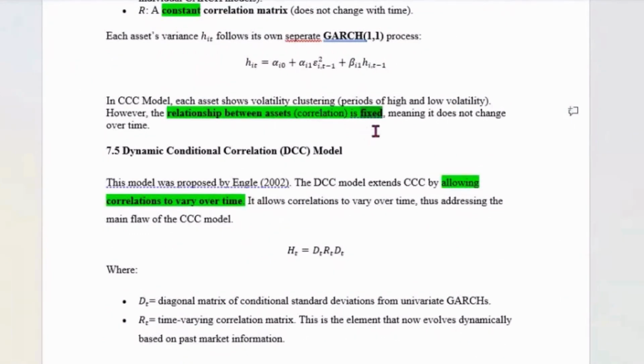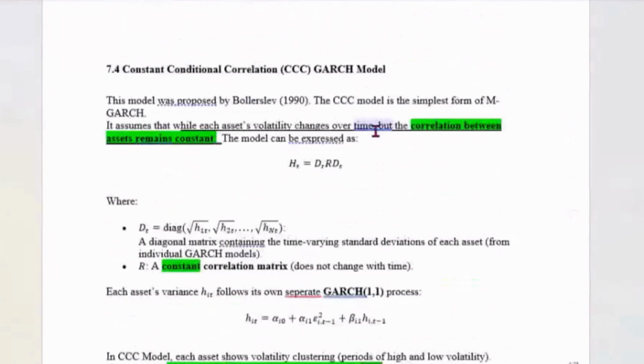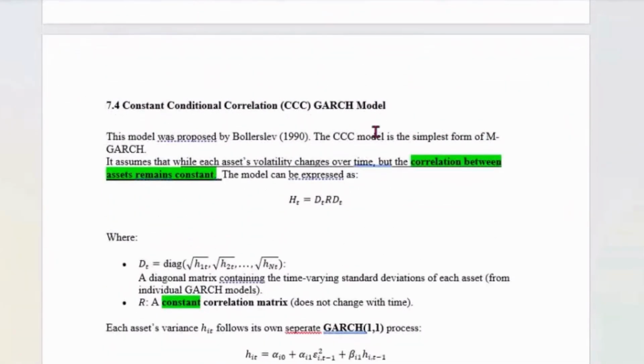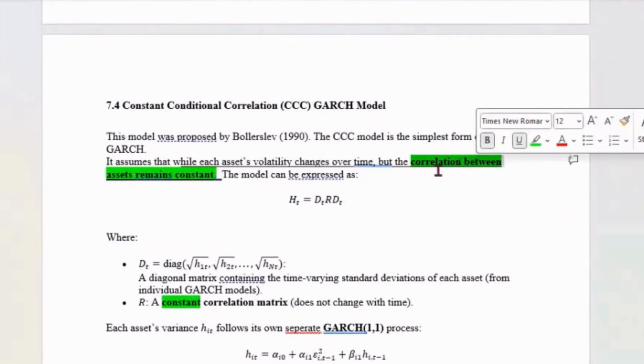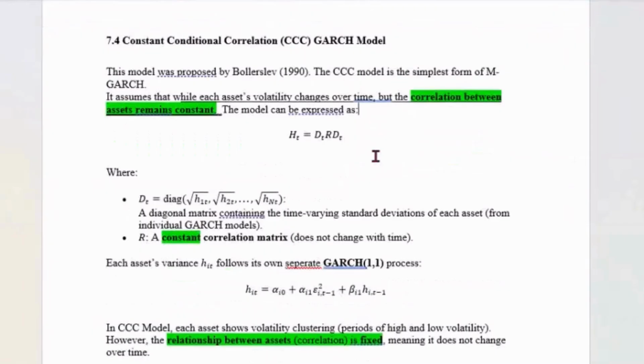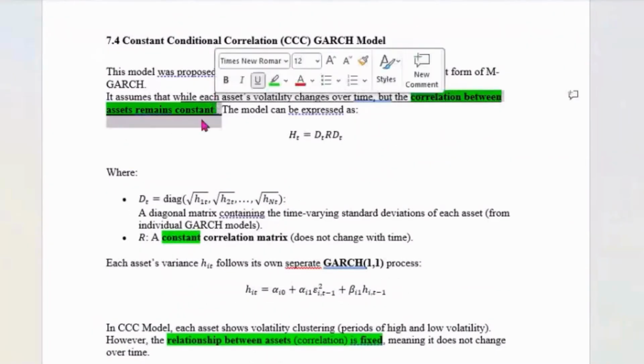The main thing to understand here is that this model assumes that the correlation between these assets remains constant. Whenever we carry out the analysis, we shall be testing this assumption. Now we can continue to the next model, the dynamic conditional correlation model.